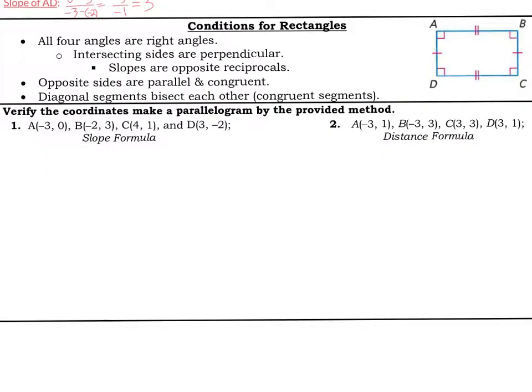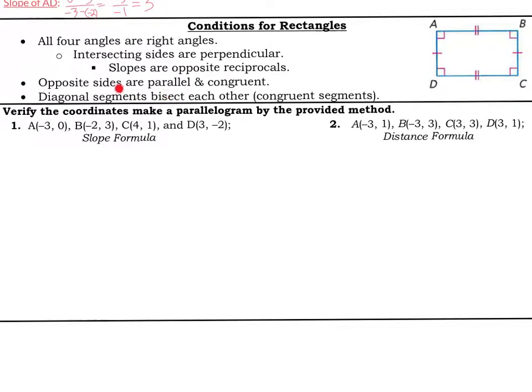So the next part to go over on the notes is the conditions for the rectangles. And basically all the conditions for parallelograms apply to rectangles, except a rectangle is a specific type of parallelogram, in that all of the angles are right angles. Okay, so in other parallelograms they can be any angle. And so you have to remember that the intersecting sides like AD and DC are perpendicular. So when you're doing your slope formula, you need to have opposite reciprocal slopes so that you can verify that they're making a right angle at the point of intersection.